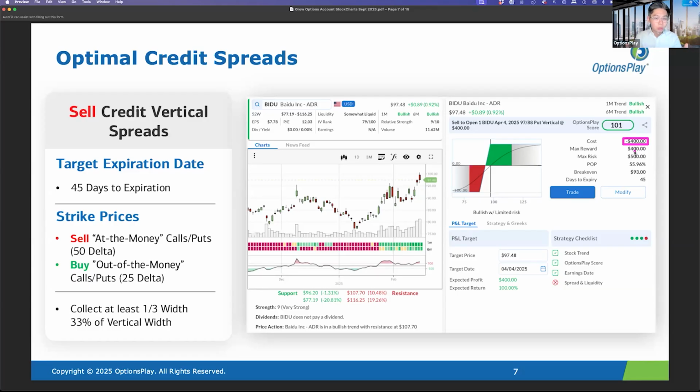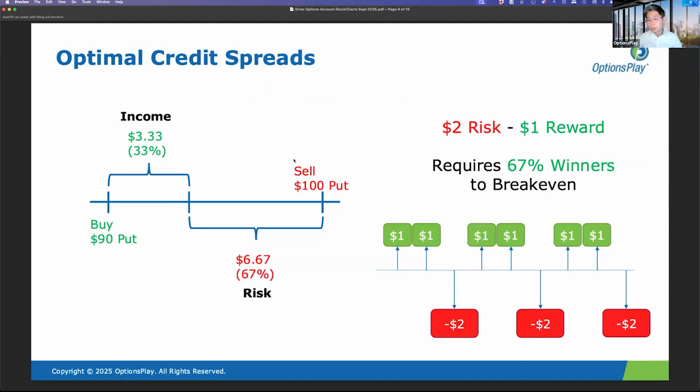Okay, I'm going to use some round numbers to help make this point a little clearer. For example, let's say we have a stock that's trading at $100, just to make it nice and easy. We think the stock is going to go higher, so we sell the $100 put.